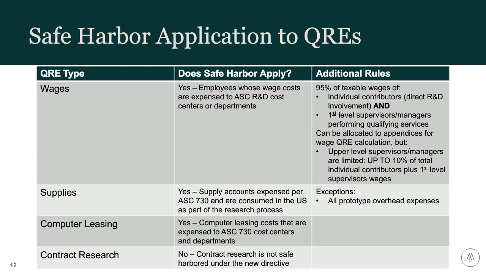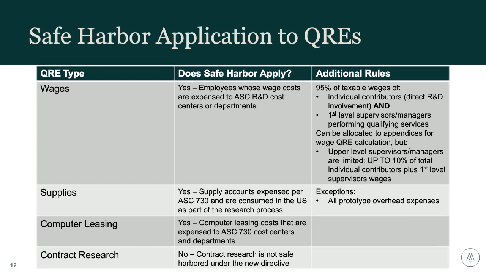So this is different from the credit in that this is looking at a cost center or a GL account versus by person. This could be definitely advantageous to taxpayers who are classifying their R&D by GL account versus by person or by project, which we run into quite a bit. The difference here with the safe harbor is that in order to safe harbor it, you basically get 95% of people actually contributing to R&D and also first level supervisors.